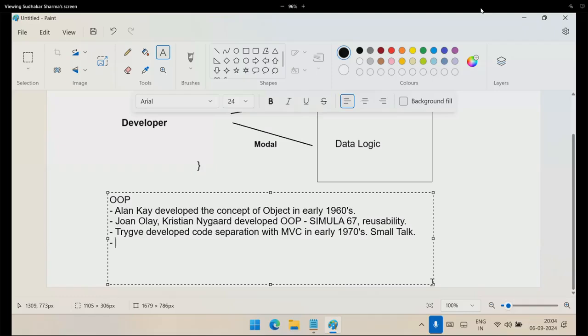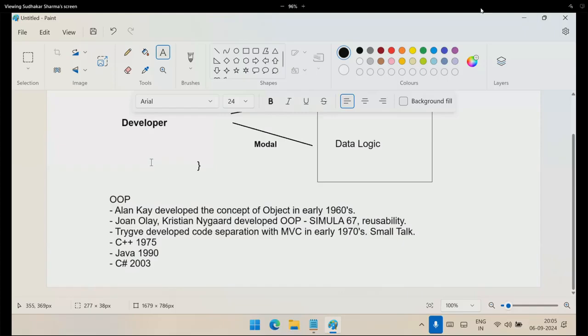After Smalltalk, C++ came in the early 1970s. After that, Java came in the 1990s. After that, C# came in 2002, 2003. That means this is the evolution of the popular OOP languages in the world. Currently, the popular OOP languages in the world are C++, Java, and C#. This is the basic evolution.